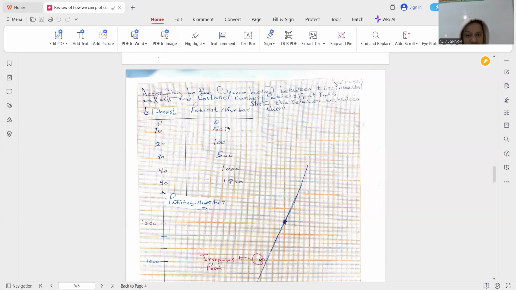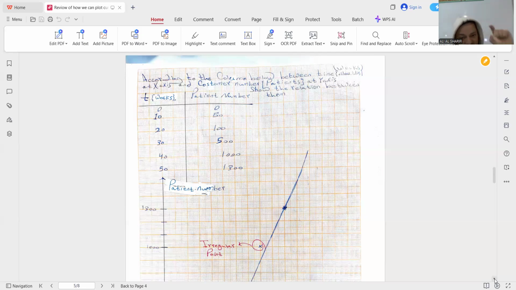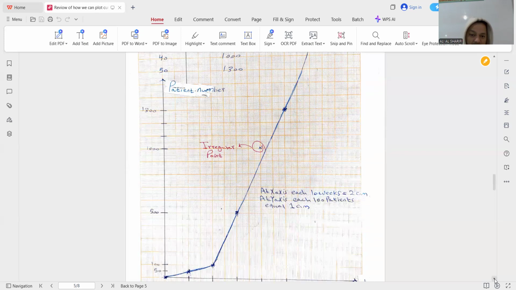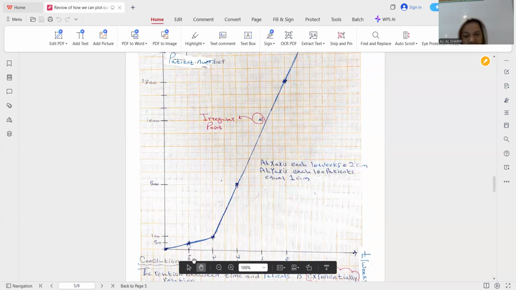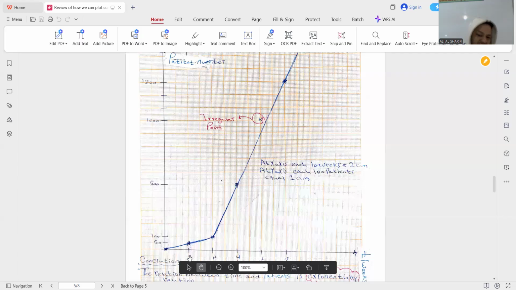Here, it's important, going from few numbers to huge numbers, that you must be careful when dividing the axis with the right distance. Here, each 10 weeks equal 1 centimeter, or you can write each 2 centimeters equal 10 weeks. Maybe in that situation you will need 10 centimeters instead of 5, but I selected each 1 centimeter to equal 10 weeks.